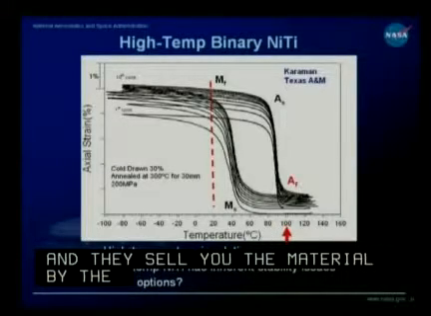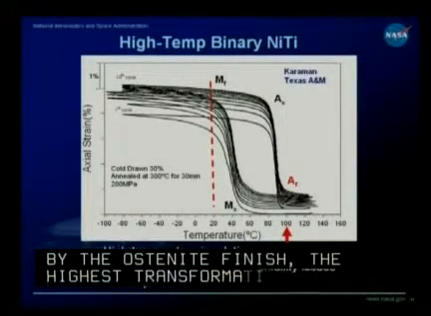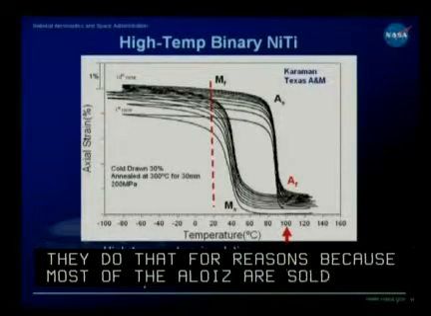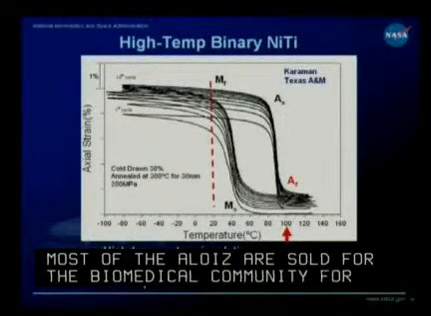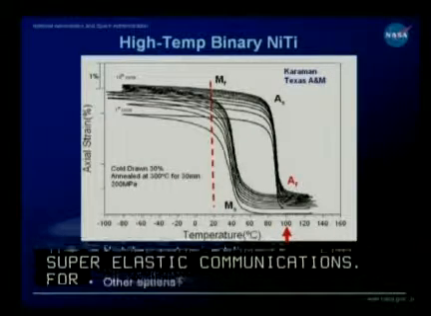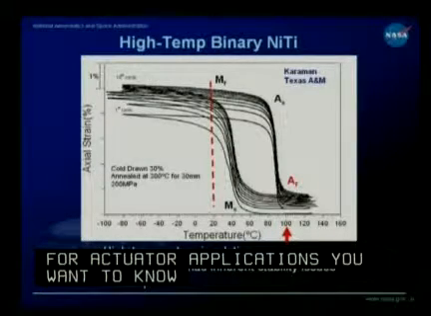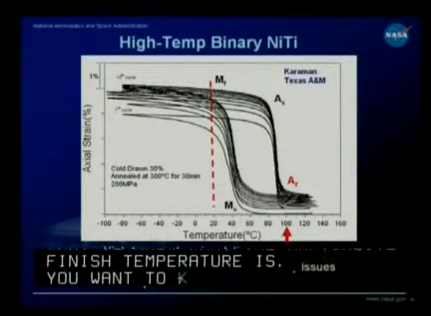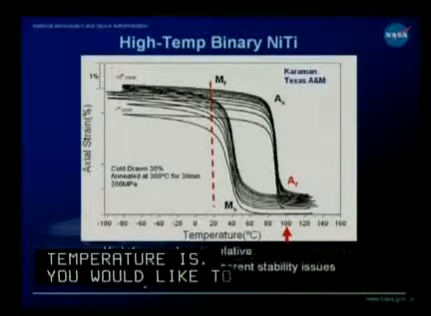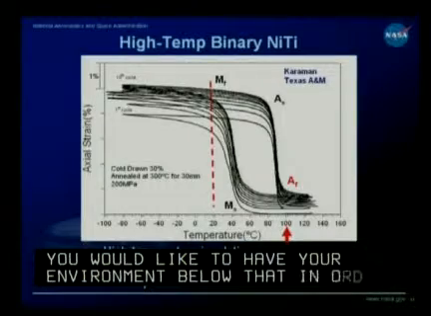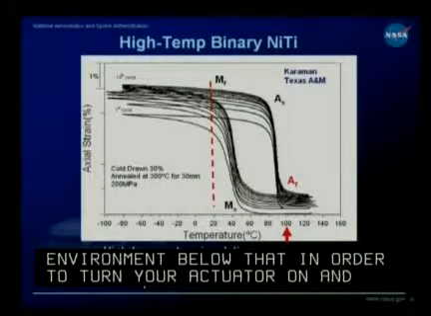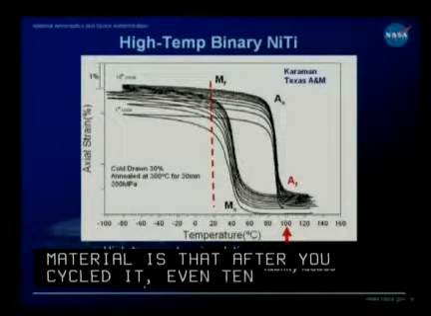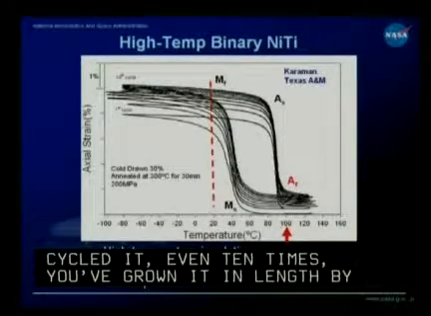Now, they do that for reasons, because most of the alloys are sold for the biomedical community for superelastic applications. But for actuator applications, you want to know what the martensite finish temperature is. You would want to know where the Mf temperature is, because you would like to have your environment below that in order to turn your actuator on and off. The other problem with this material is that after you cycle it even just 10 times, you've grown it in length by about 1% due to that irrecoverable deformation that we were talking about earlier.